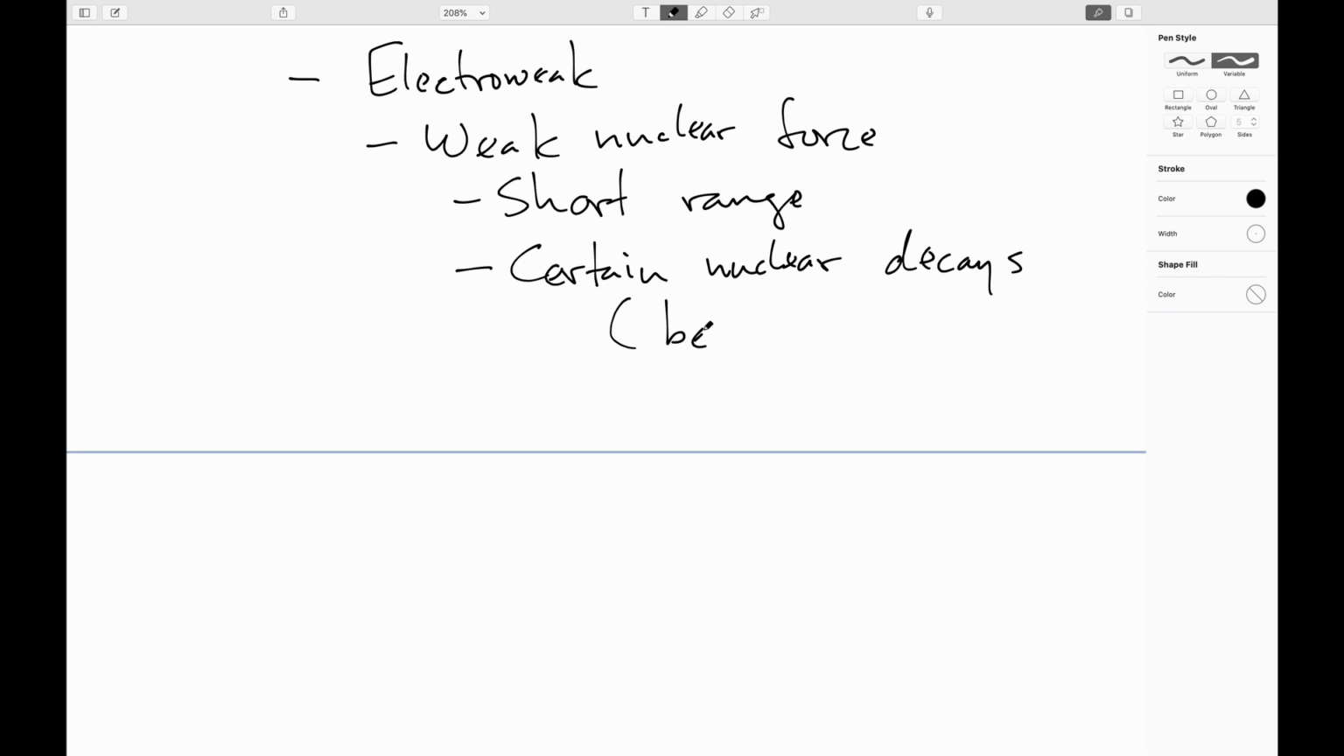You may have encountered beta decay if you've done a unit on radiochemistry in a chemistry course. That's controlled by the weak nuclear force. The other aspect of the electroweak force is the electromagnetic force.